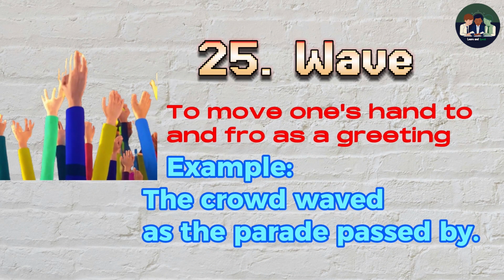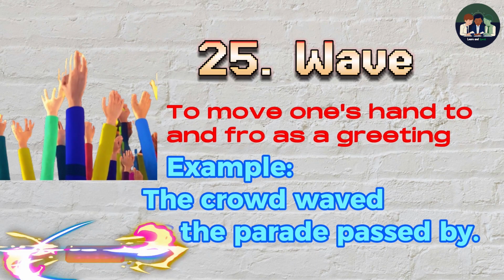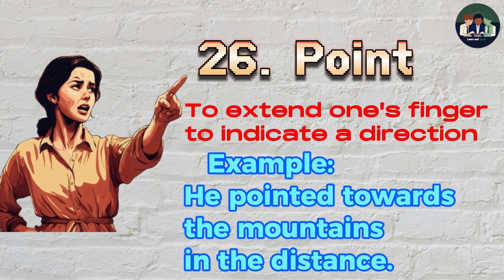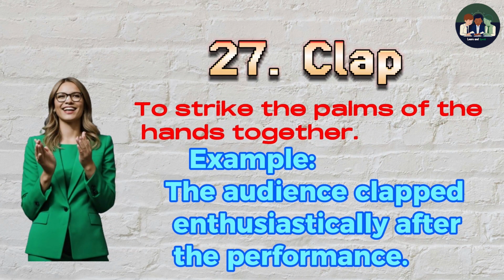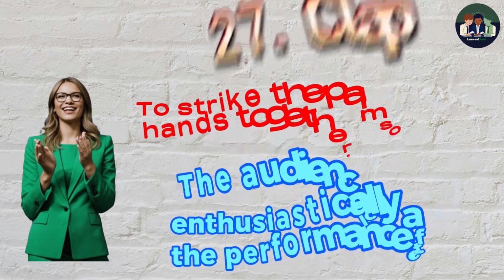25. Wave: to move one's hand to and fro as a greeting or signal. Example: The crowd waved as the parade passed by. 26. Point: to extend one's finger to indicate a direction or location. Example: He pointed towards the mountains in the distance. 27. Clap: to strike the palms of the hands together. Example: The audience clapped enthusiastically after the performance.